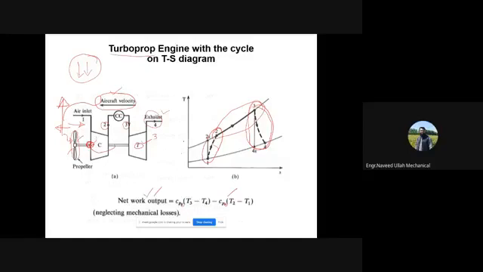There is also another type of aircraft engine that is known as a turbofan engine, right? That is what? That is your turbofan engine. So that turbofan engine is basically used to overcome the limitations of these two engines.